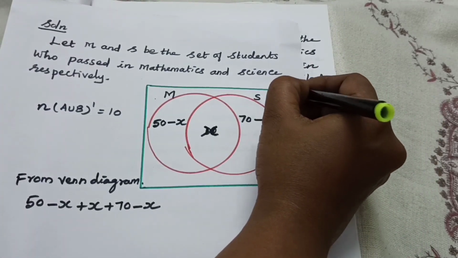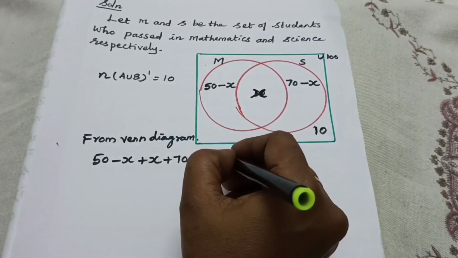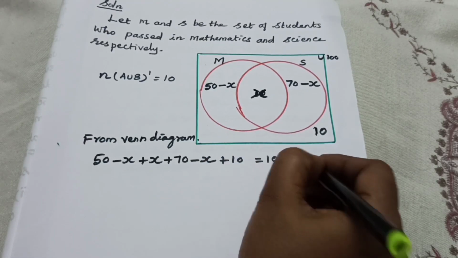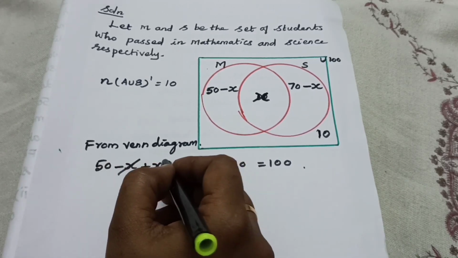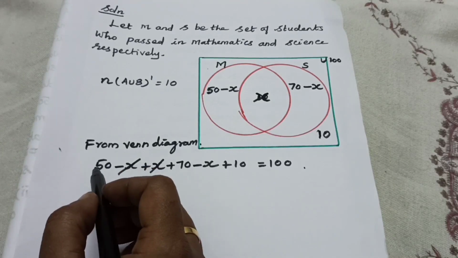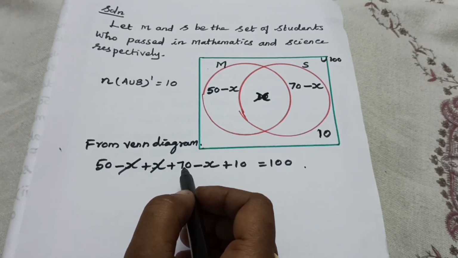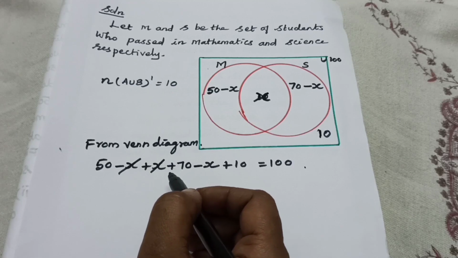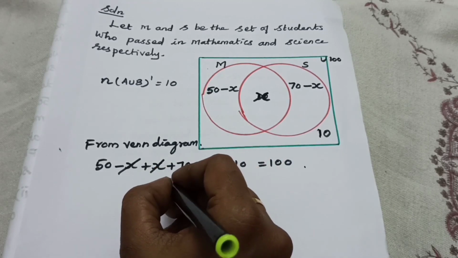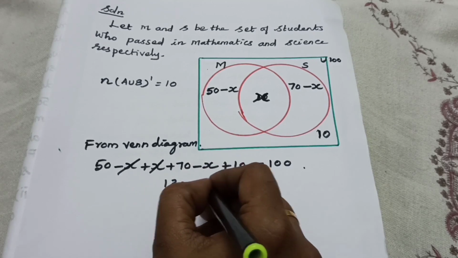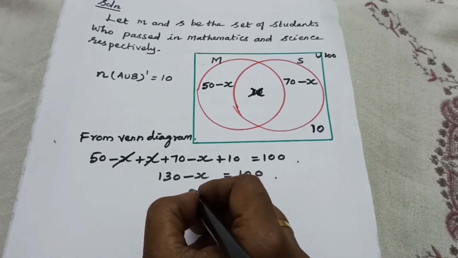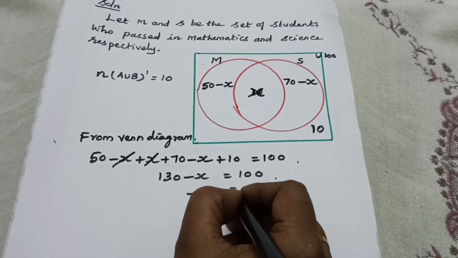The universal set is 100. Understood? Then plus 10 is equal to 100. Okay, this x, this minus x and plus x we can cancel. Remaining 50 plus 70 is 120, isn't it? 120 plus 10 is 130. 130 minus x is equal to what? 100.